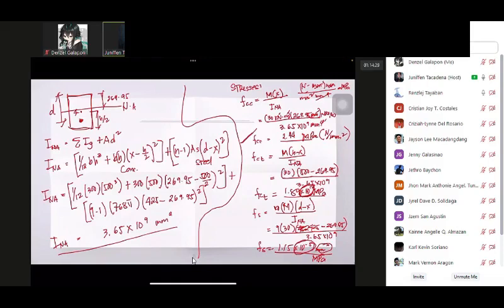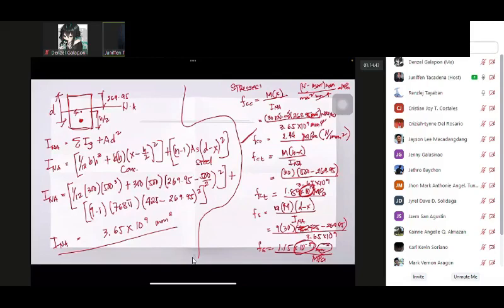So, take a picture before I remove the screen. Any question or clarification?